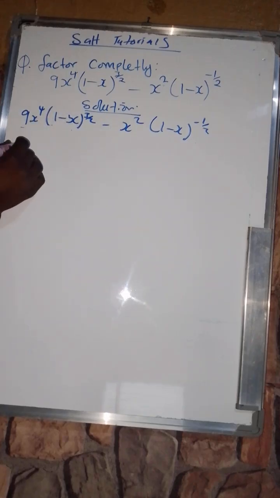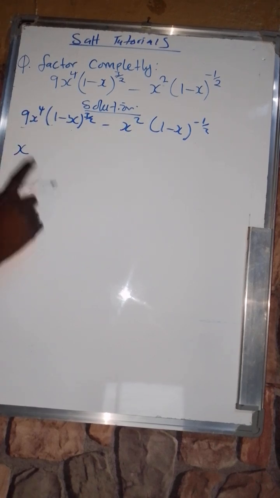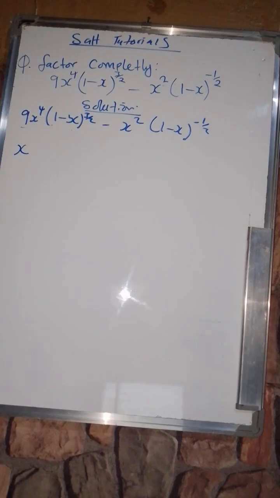So x can be factored out. But what power is this factor going to have? Is it a power 4 or a power 2? We said we factor out the term with the lowest power. So it will be x squared, which will be factored out.